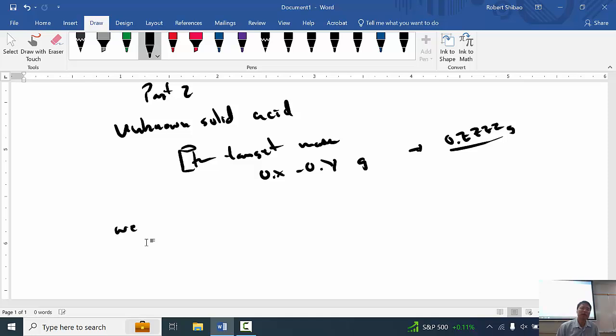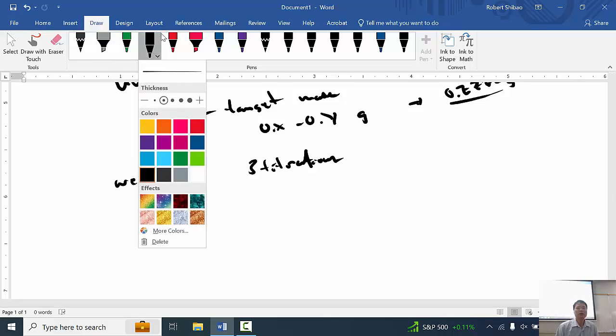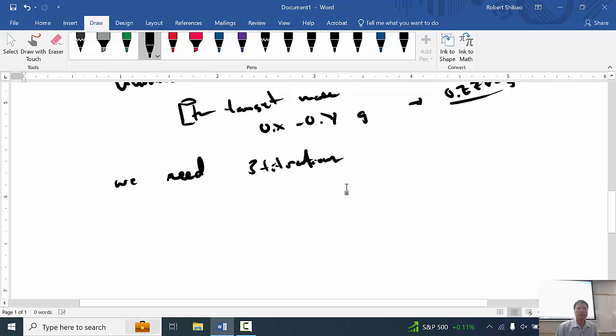We need 3 titrations that agree with each other. But the problem is we're getting different masses here, so we can't use the volume this time. What we can do is use the volume to mass ratio. And so this means we could do the calculations later. The other thing is we could do the calculations now, but I'd rather not spend a lot of time on the calculations during lab. Calculations you can always do at home.